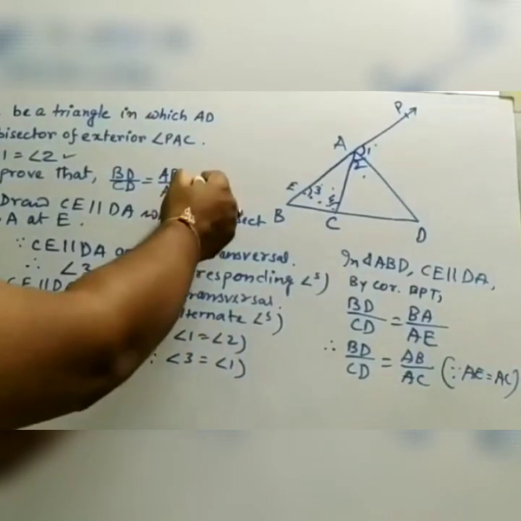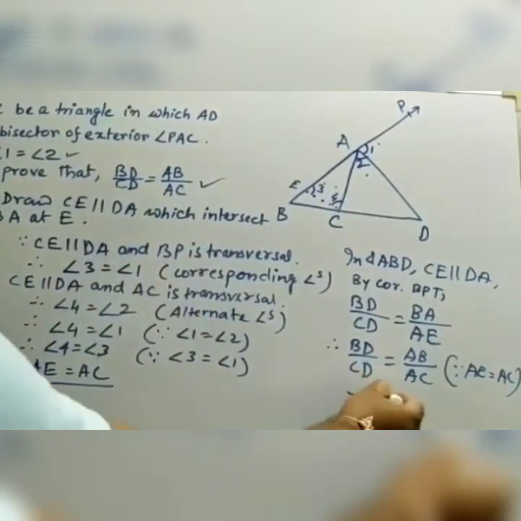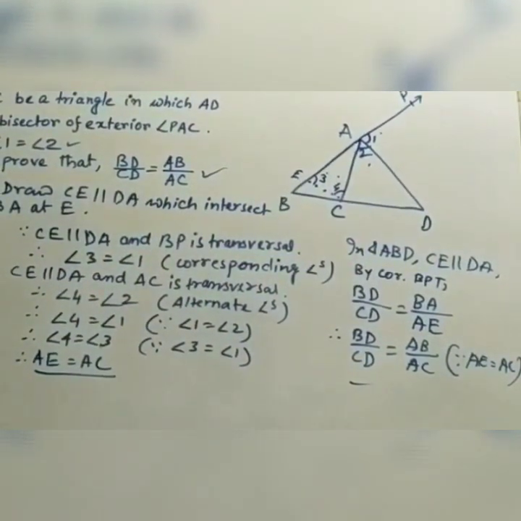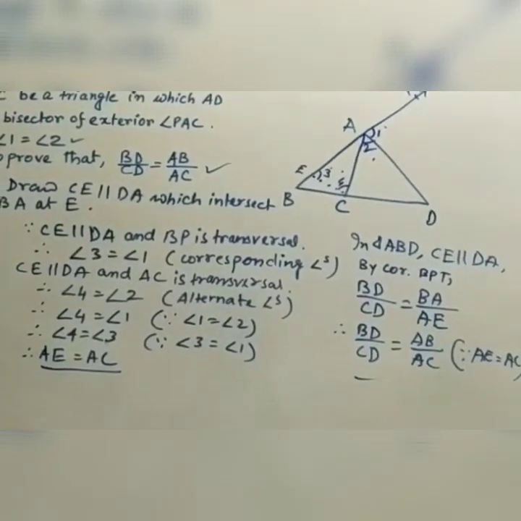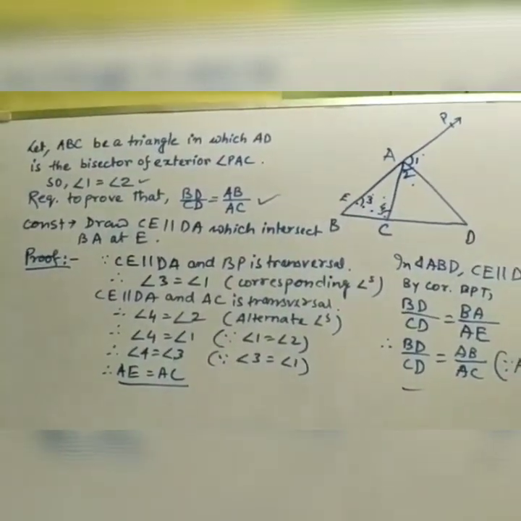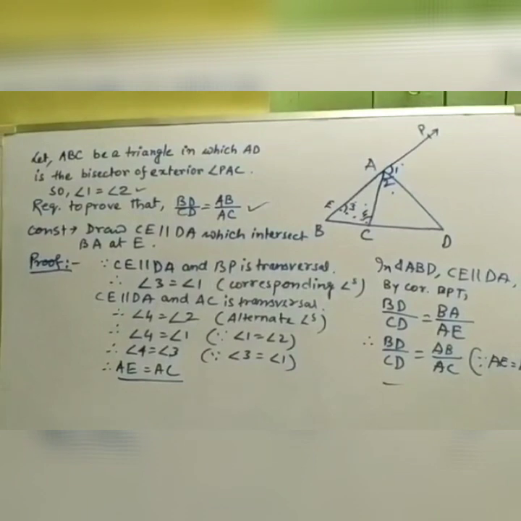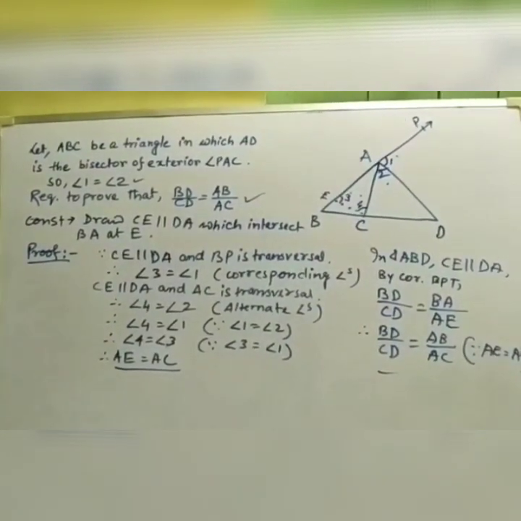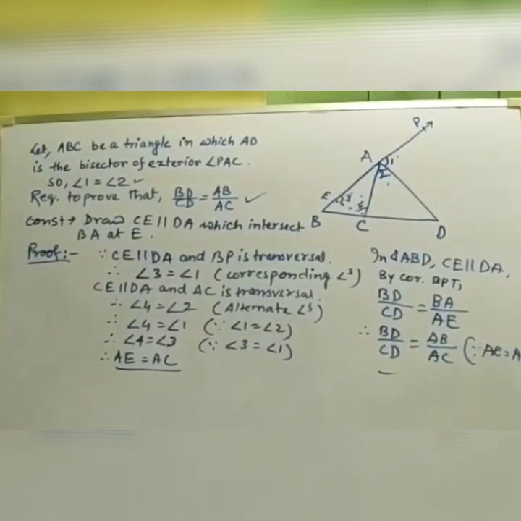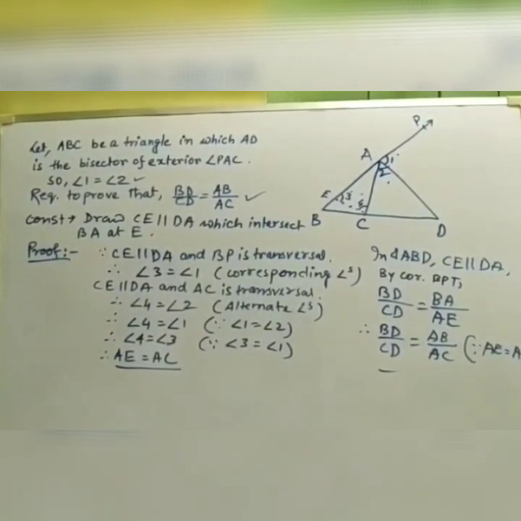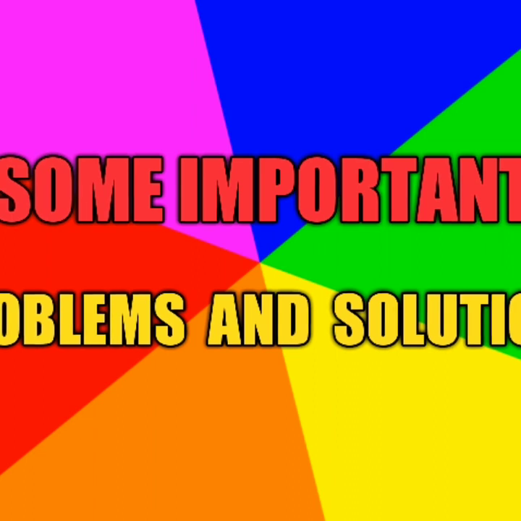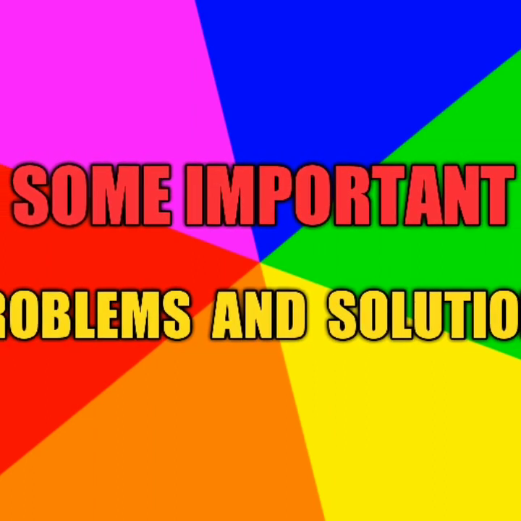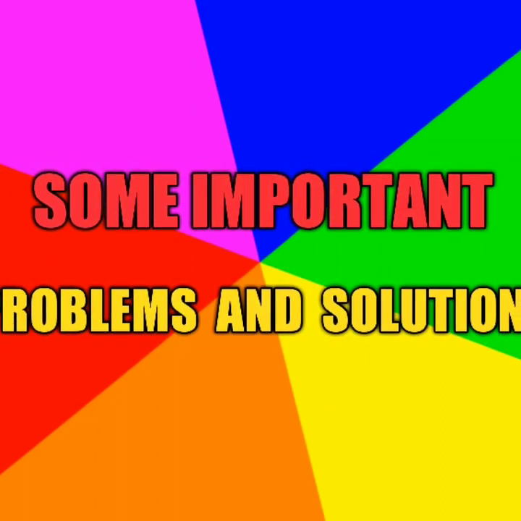So now we got the proof. That's the proof of the external bisector theorem, and the proof is similar to the internal bisector. These two theorems you need to learn, and their applications you will get in the exam whenever you solve problems based on these bisector theorems. Now let us see some important problems and solutions based on the bisector theorems.